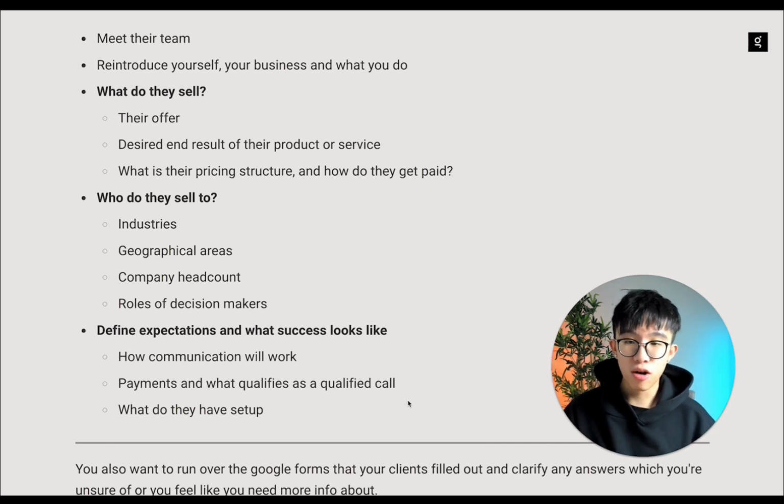After that, I'd like to learn who it is that they sell to in terms of industries, geographical areas, company headcount, and typical roles of decision makers, so that we are able to build that leads list when we are scraping, and so that when we eventually send cold emails, we're able to target the right people for our client.